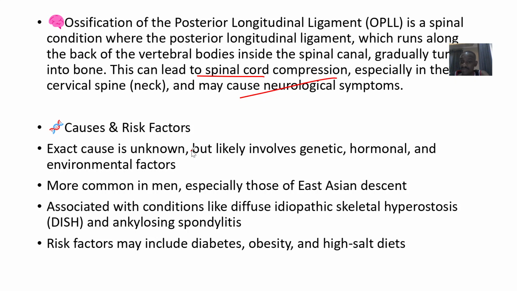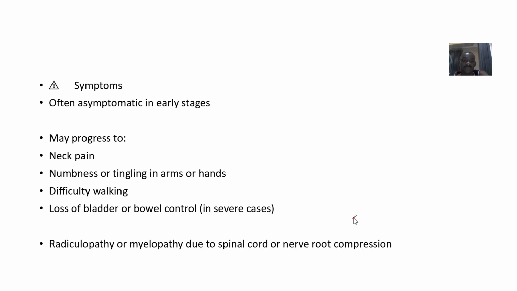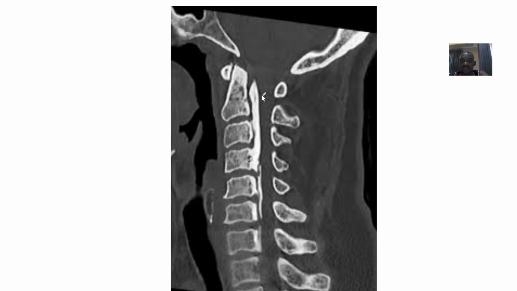So it's common in men, especially men in the what? East Asia. So it's associated with conditions like idiopathic skeletal hyperostosis and ankylosing spondylitis. Okay, so risk factors may include diabetes, obesity, and you are taking a lot of food that have a lot of what? Diet. Okay, so you can see how the x-rays should look like.